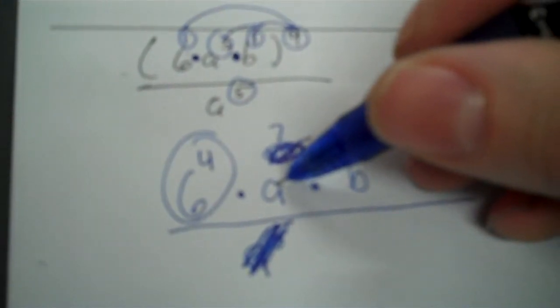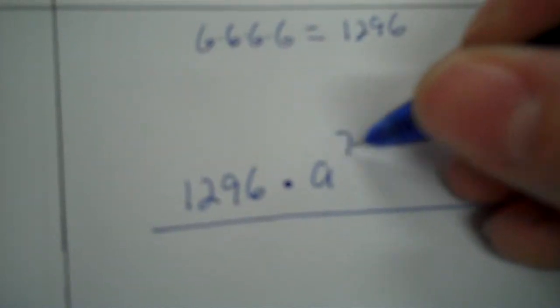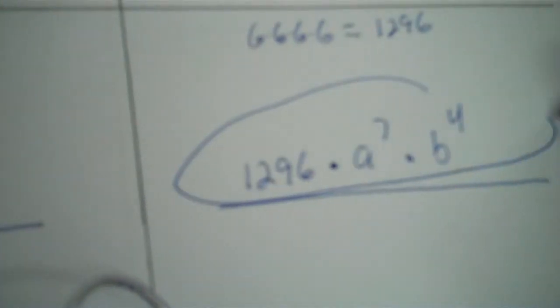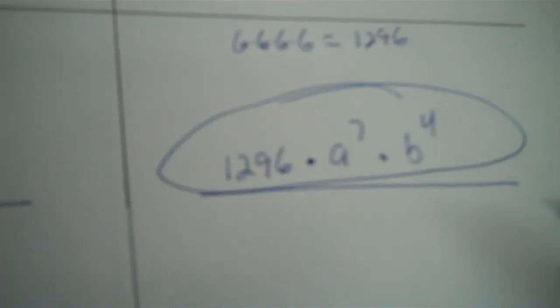Now, top. Can simplify that, not that, not that. So 6 to 4, 6 times 6 times 6 times 6. That is 1,296. Variable A stays put, and the variable B stays put. Okay. There's nothing on bottom, so I don't put anything.